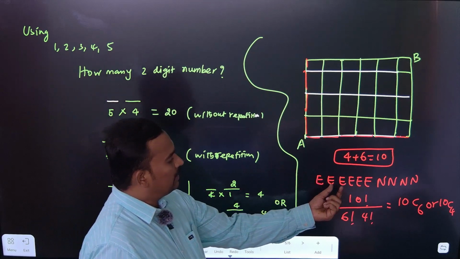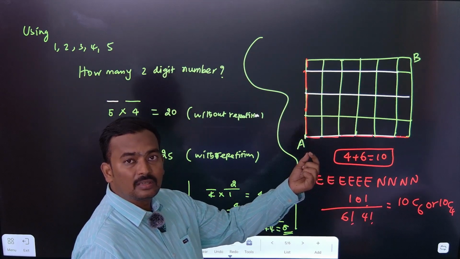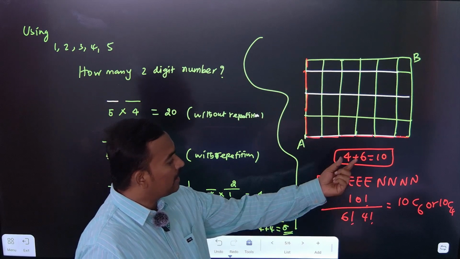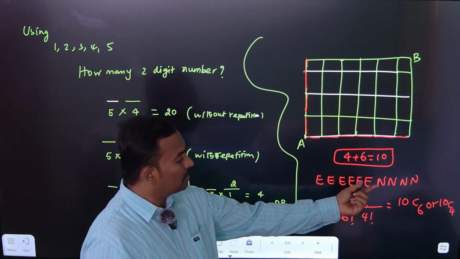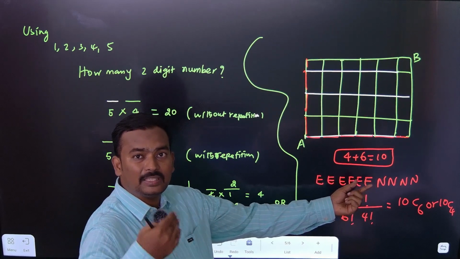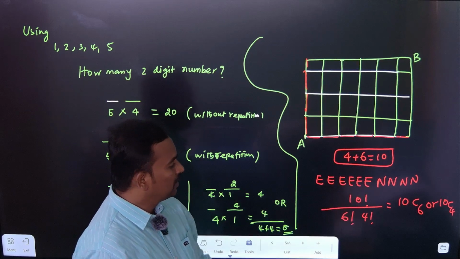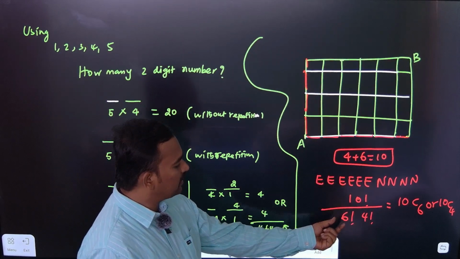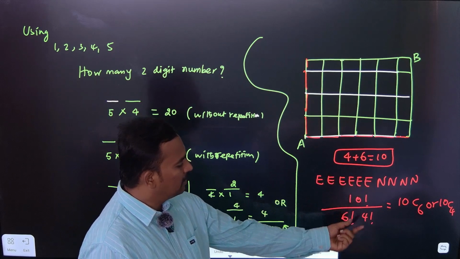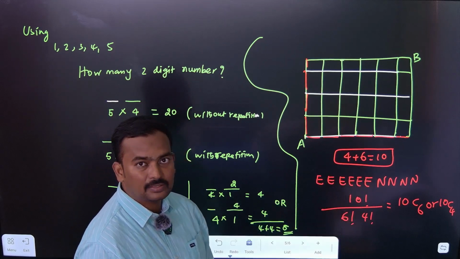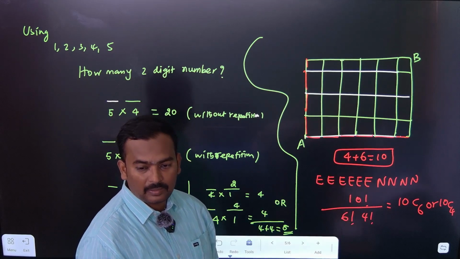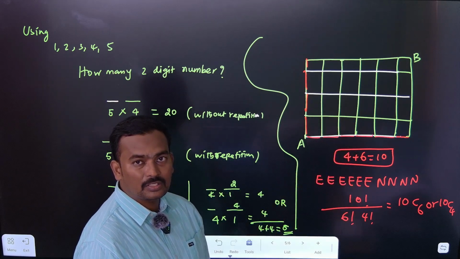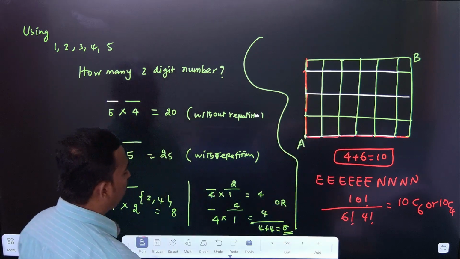So, east direction, right side, there will be 6 steps, and north will be 4 steps. So the total will be 10. Out of that, E will be 6 repeating, north will be 4 repeating. You have to divide by it. Understand why we are dividing? This many ways we can make the shortest path from A to B, right? Okay.